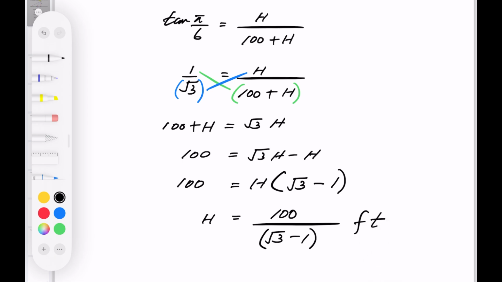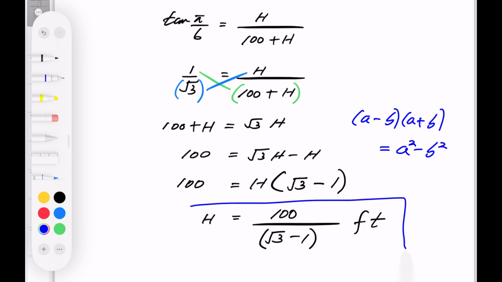Now, this is a final answer for my class. However, some instructors do not like to have irrational denominators like this. For them, you need to rationalize the denominator. If you need to rationalize the denominator, you have to multiply both top and bottom by square root 3 plus 1, which is the conjugate of square root 3 minus 1. Then you can simplify that using the relationship a minus b times a plus b, which simplifies to become a squared minus b squared.